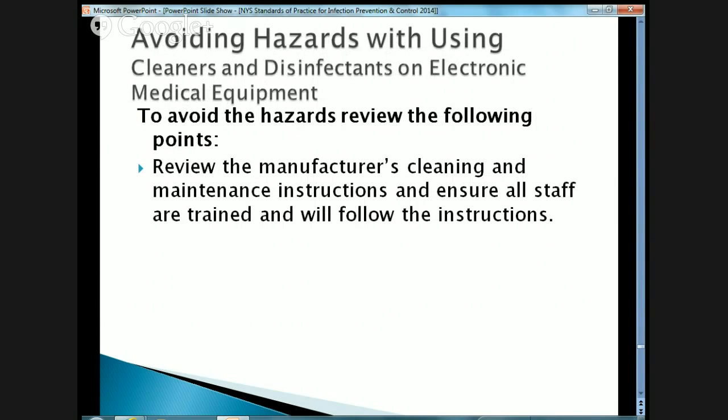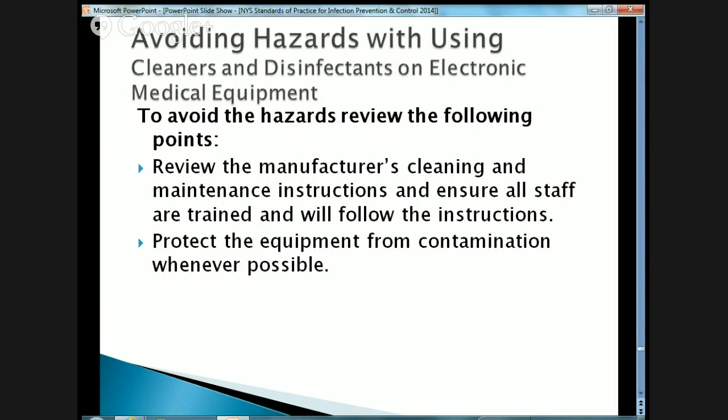Always monitor, as I said. Follow manufacturer's guidelines, and protect the equipment from contamination whenever possible. If you're using a piece of equipment that you don't use every day, or it's on the weekend, make sure it's bagged, as we call bag and tag. Put a bag over it saying that it's clean and then store it.